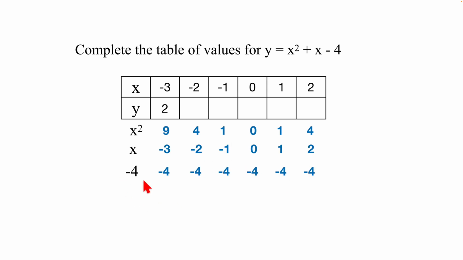Right, so we've now got these, and we're going to add them. 9 minus 3 is 6, minus 4 is 2. That gives me 2, and that is the same as the answer. And this is why this is useful. Because if you're the sort of person that thinks that minus 3 times minus 3 is minus 9, that's not going to work out. And so when it doesn't work out, you can think something's gone wrong here.